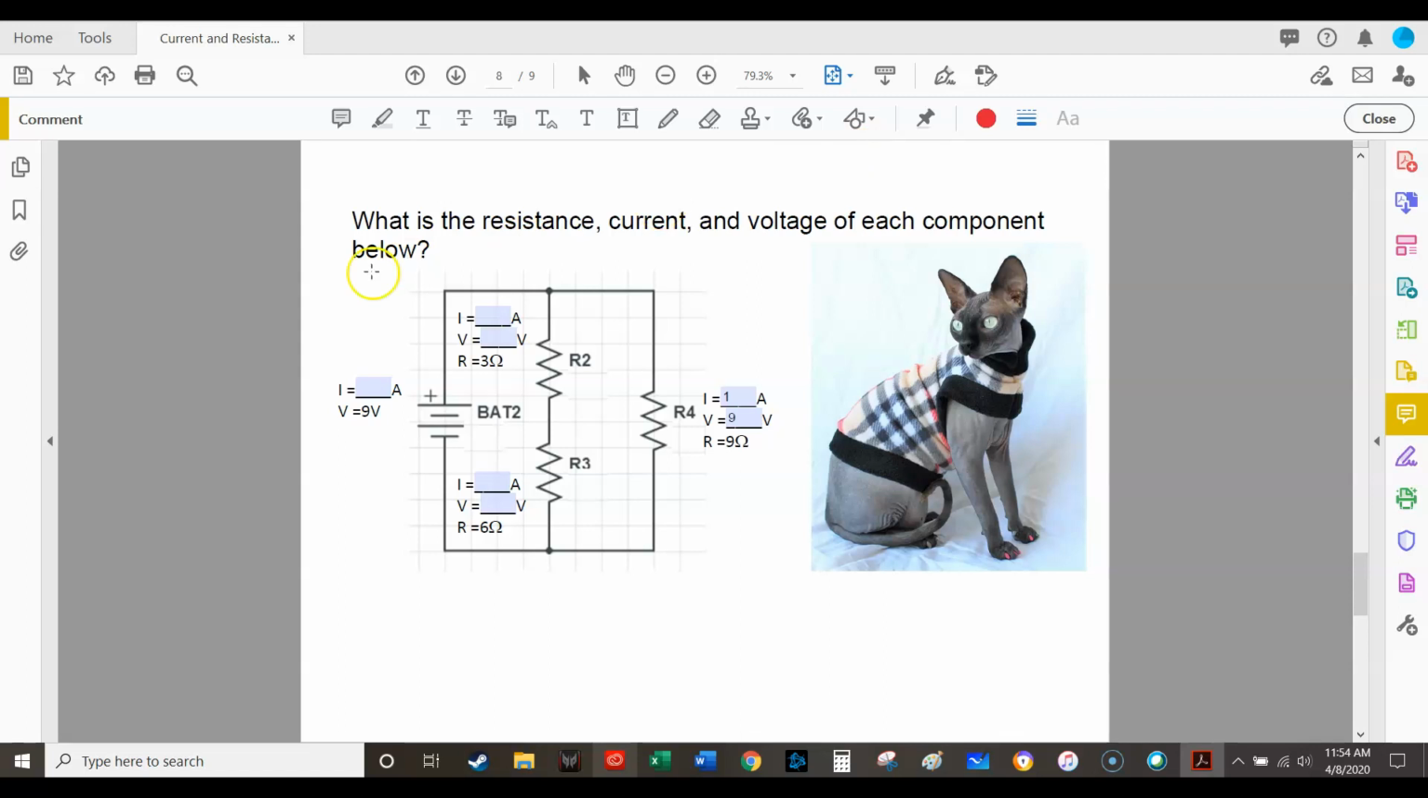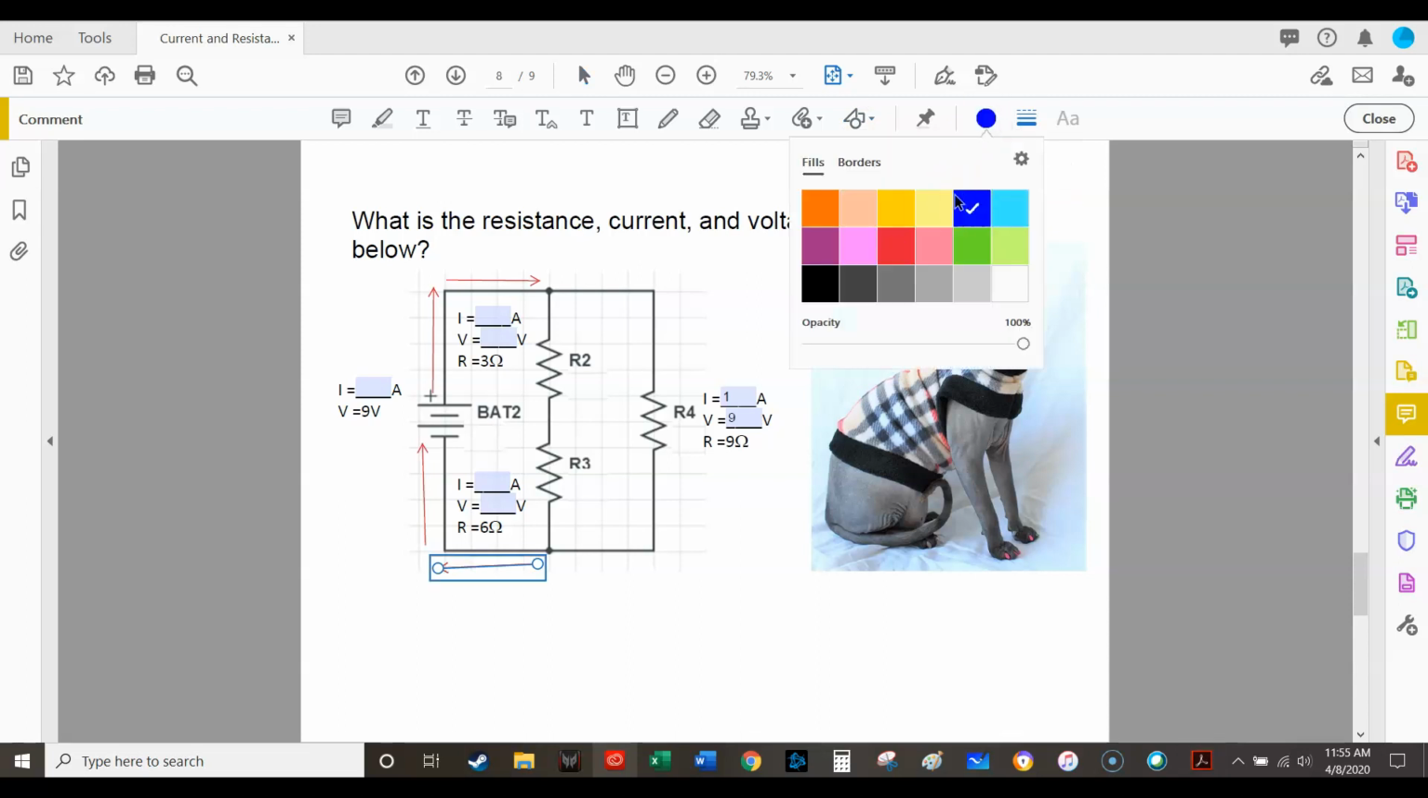So we know that the current leaving the battery is the current coming into the battery. The current is leaving the battery, gets to this junction right here, and it's going to now split.